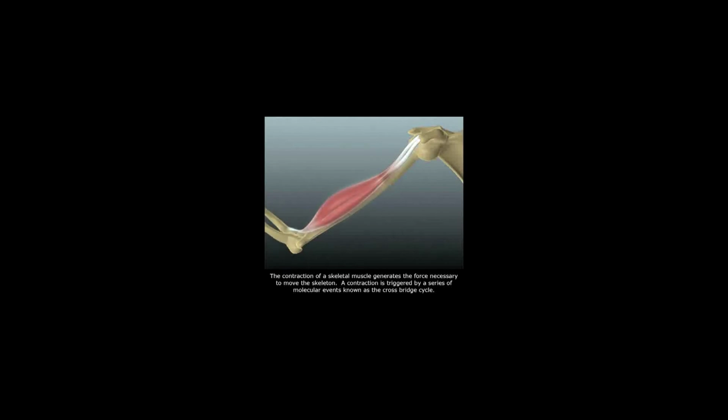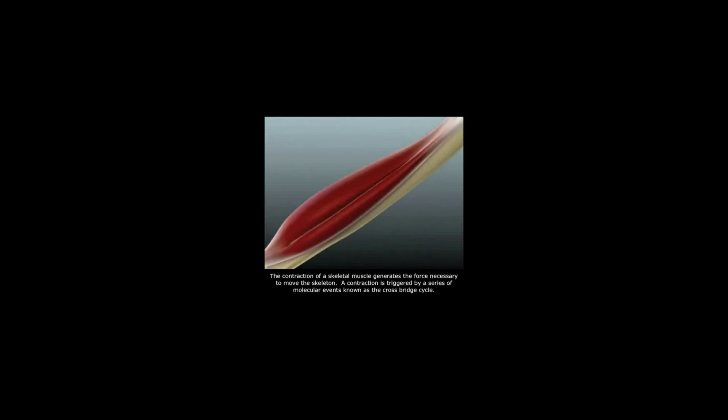The contraction of a skeletal muscle generates the force necessary to move the skeleton. A contraction is triggered by a series of molecular events known as the crossbridge cycle. In a skeletal muscle fiber, the functional unit of contraction is called the sarcomere. A sarcomere shortens when myosin heads in thick myofilaments form cross bridges with actin molecules in thin myofilaments.